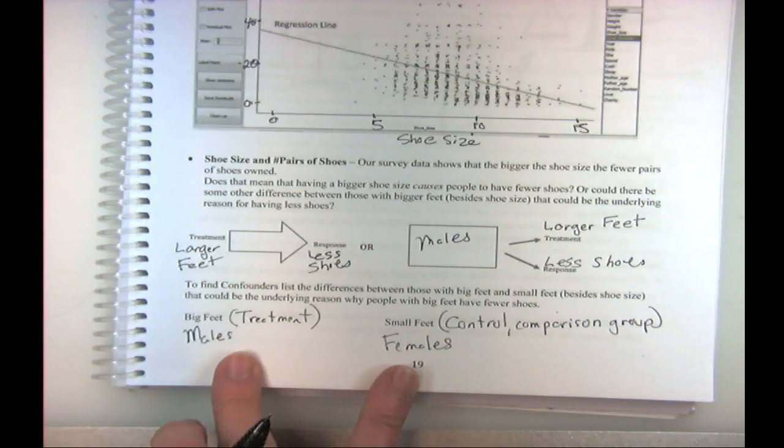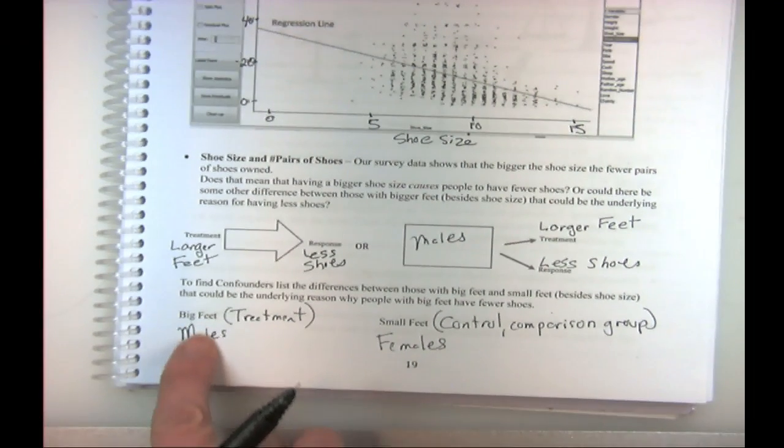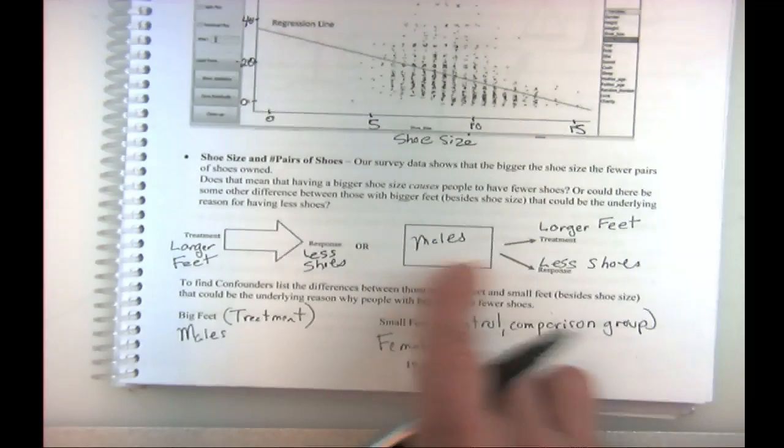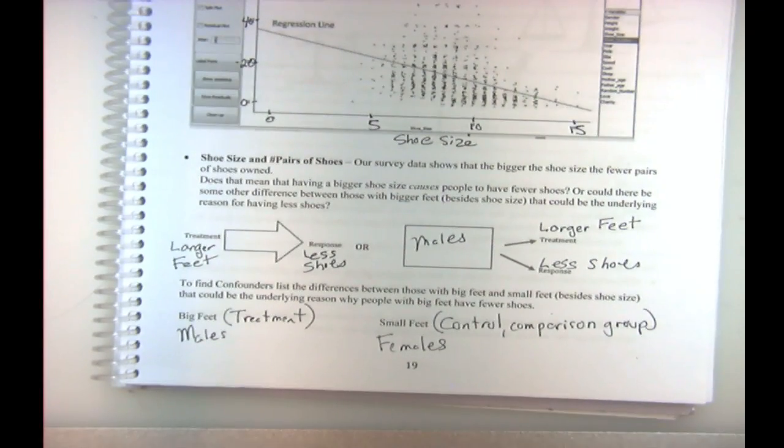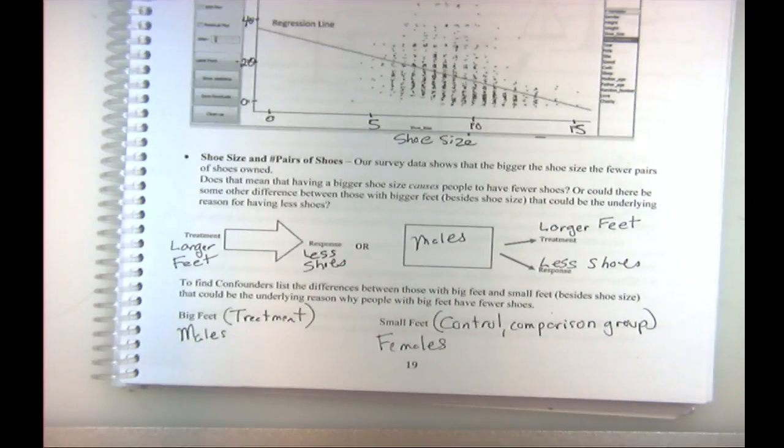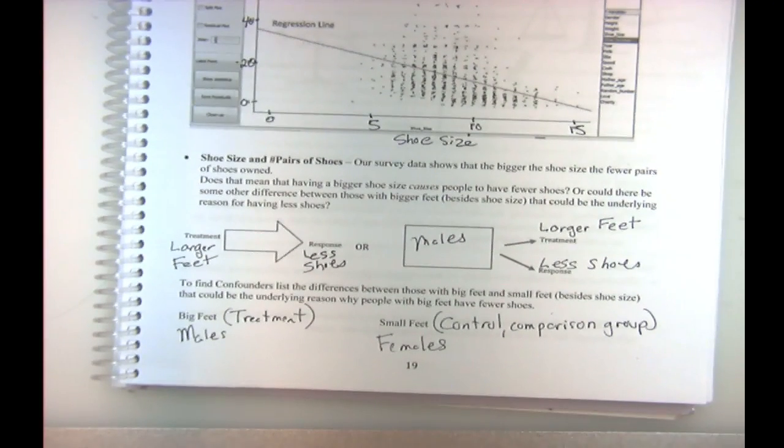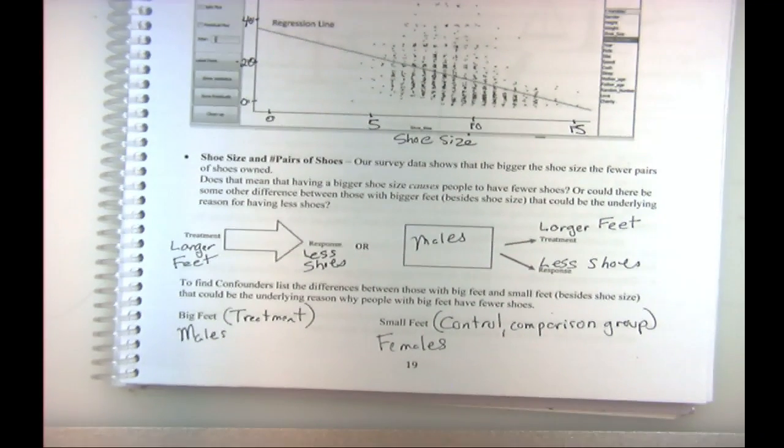Wealth. Could wealth be it? People with bigger feet would be wealthier. They might be. I don't know if that's true. If people with bigger feet were wealthier, they'd also buy fewer shoes because they're wealthier. I have so much money, I don't have to show off my feet. I can just have a giant car to drive or something. I'm not sure. Yeah, it's kind of far-fetched.